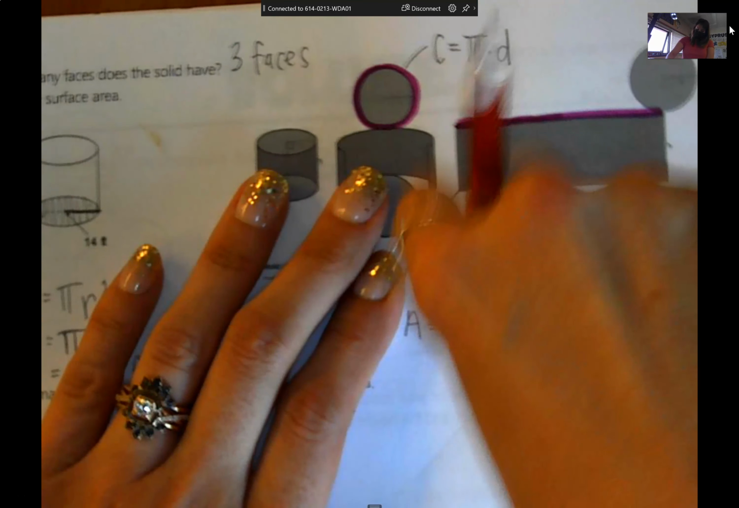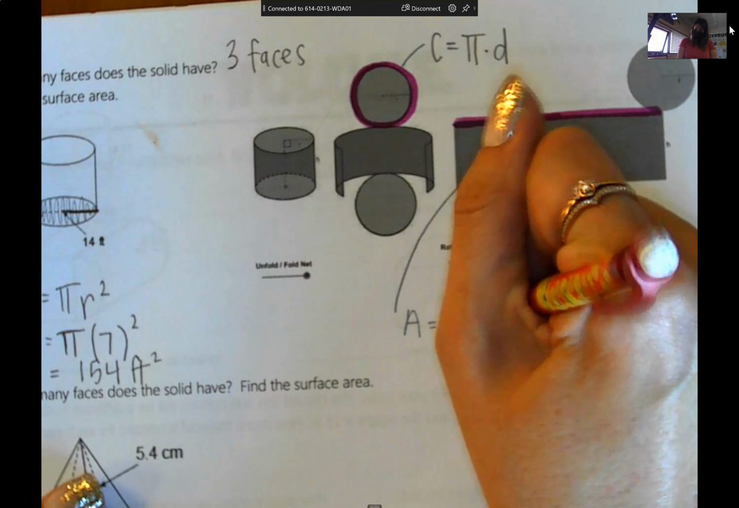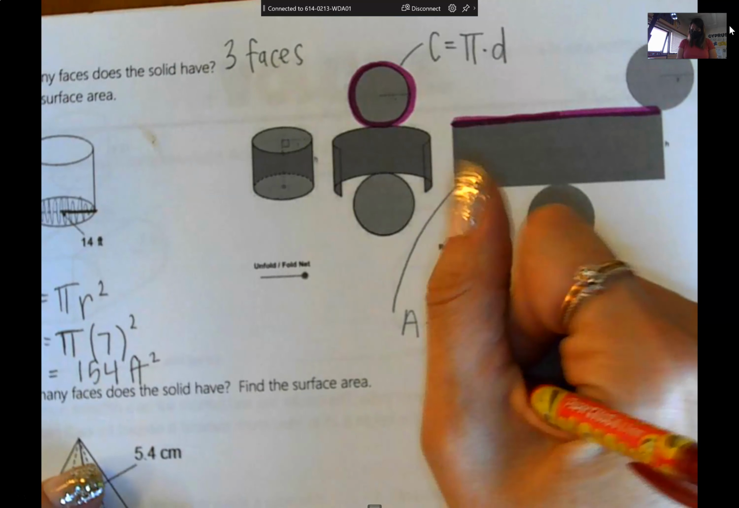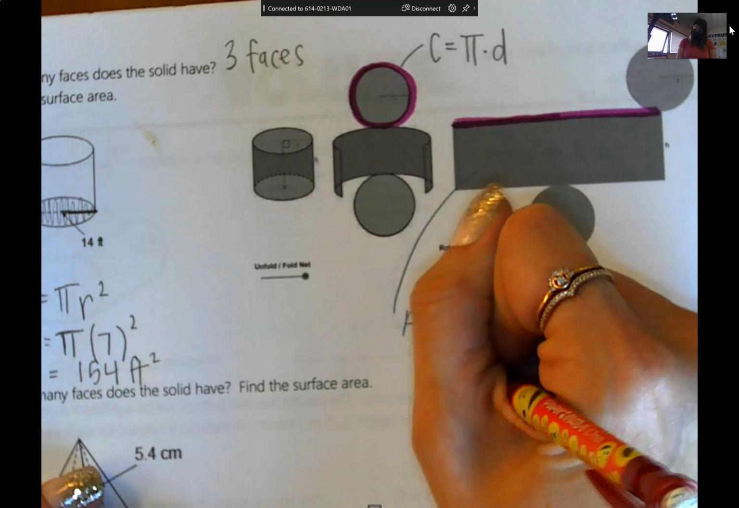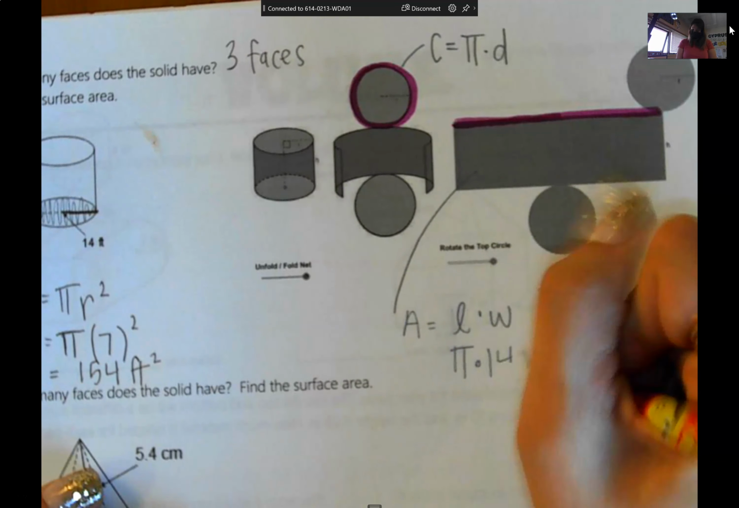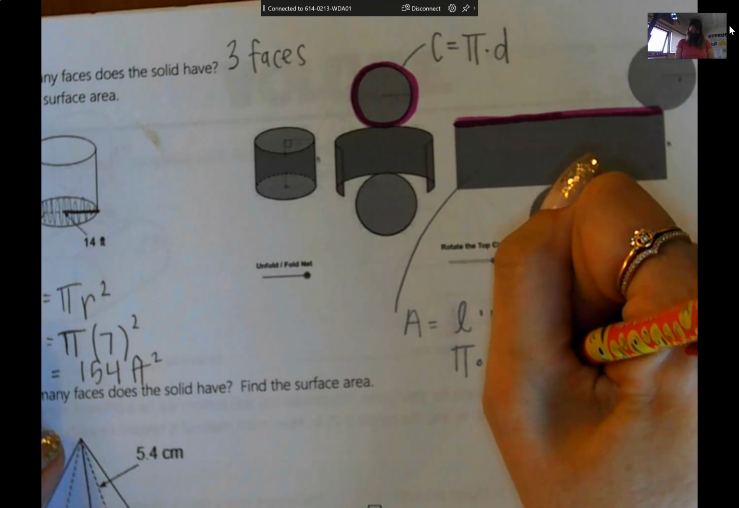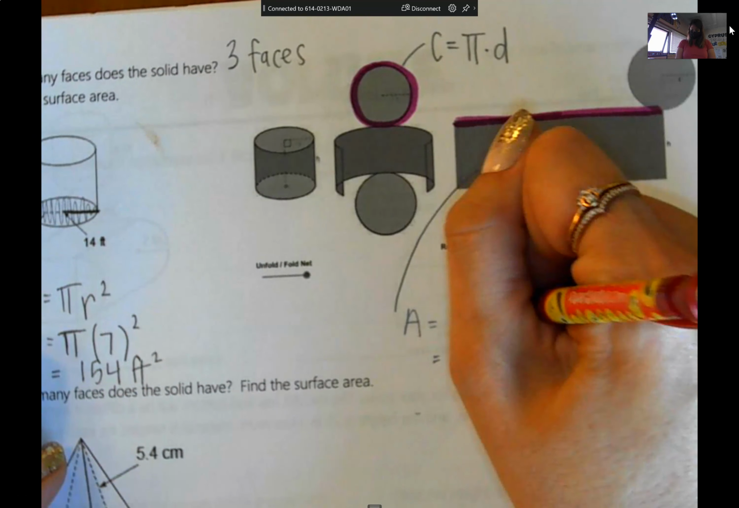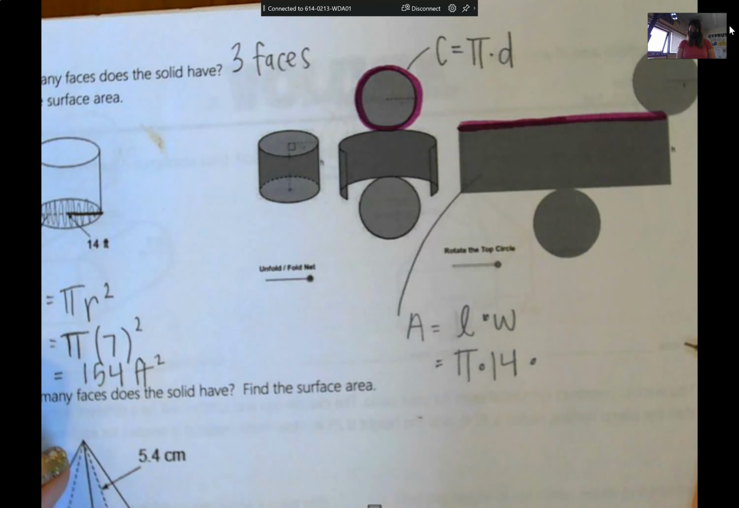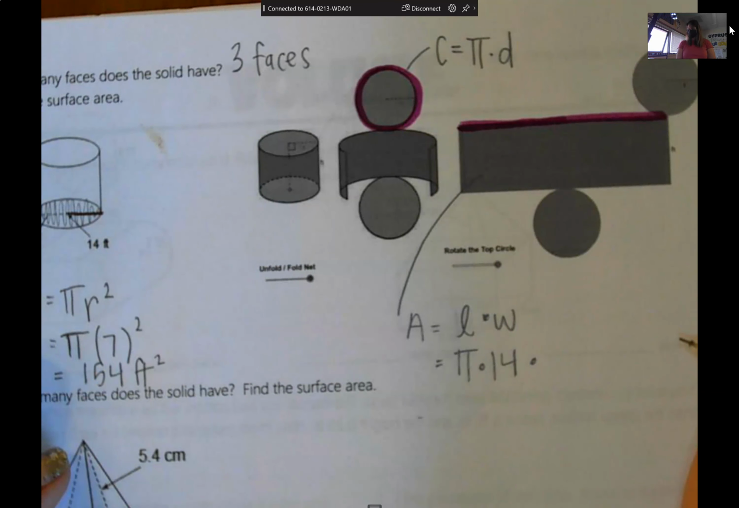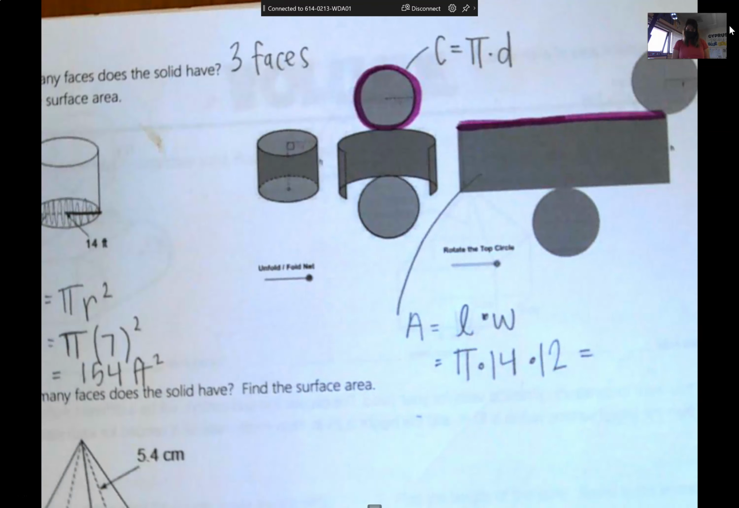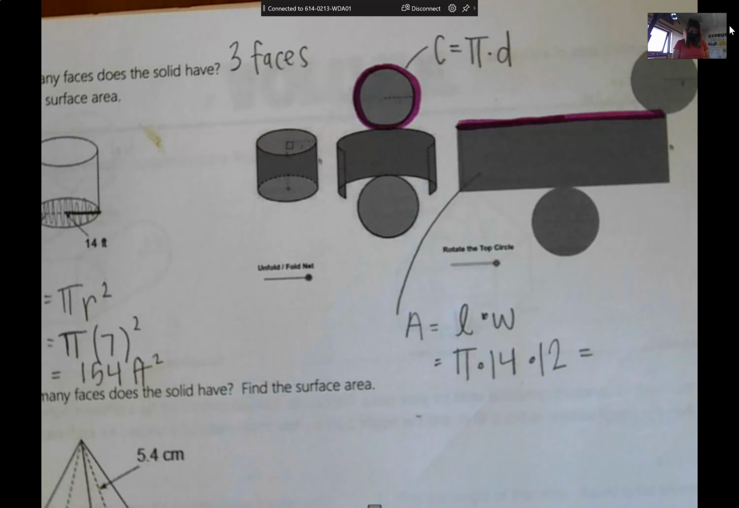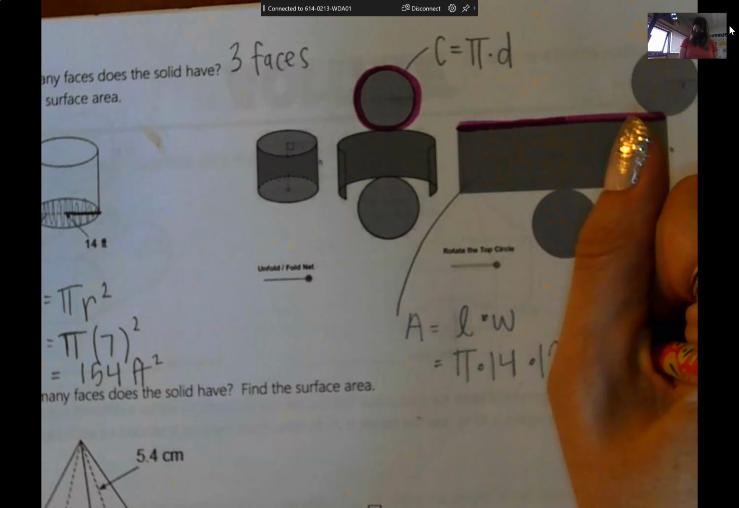So for the area of our rectangle, we have length times width. Our length is pi times 14. This is getting complicated. What was our width again? Times what? 12. Okay, now we got to plug that in. Pi times 14 times 12. 528. Is that what you guys got?